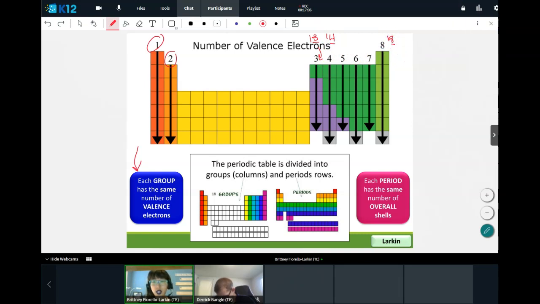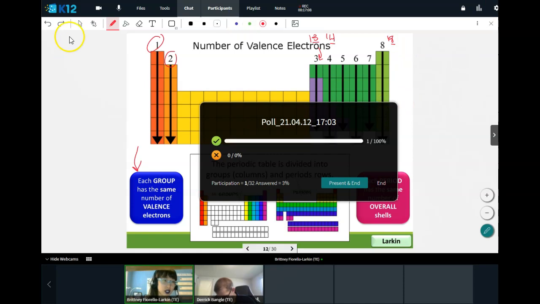Go ahead and give me a green check or orange X if that visual helps solidify it a little more in your brain. Again, all of the ups and downs have the same number of valence electrons. The number of the group is related to the number of valence electrons. That last digit is identical.